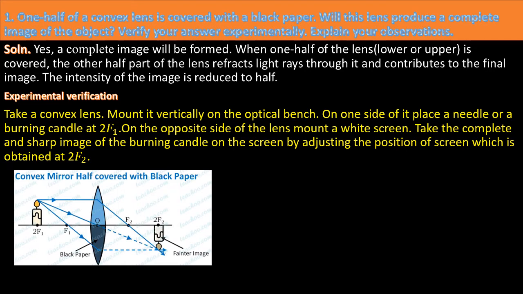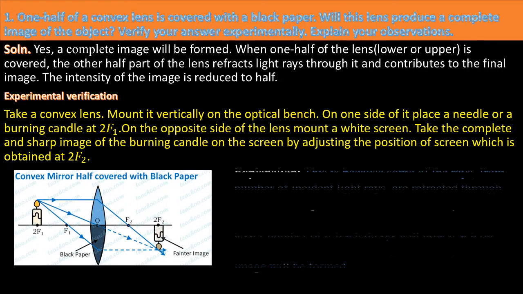On one side of the lens, place a needle or a burning candle at 2F1. On the opposite side of the lens, mount a white screen. Take the complete and sharp image of the burning candle on the screen by adjusting the position of the screen, which is obtained at 2F2. So what is the explanation which can be given?